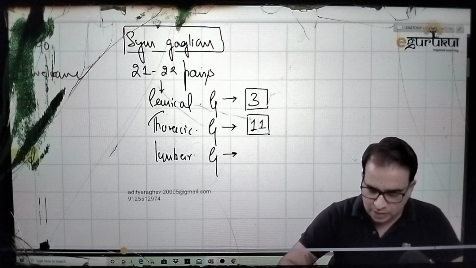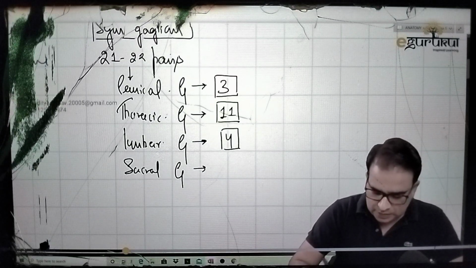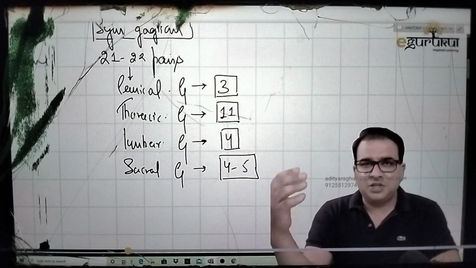In the lumbar region, the lumbar ganglia are around 4. And sacral, there are around 4 to 5 ganglia in the sacral region. So that's the number of sympathetic ganglia which are connected by the chain, the so-called sympathetic chain.